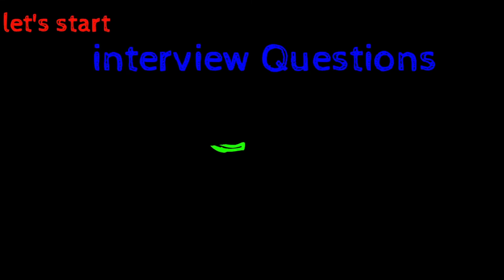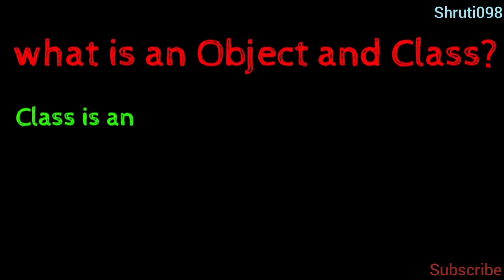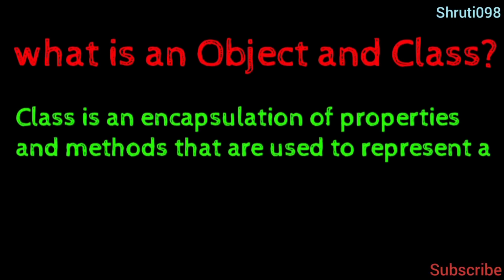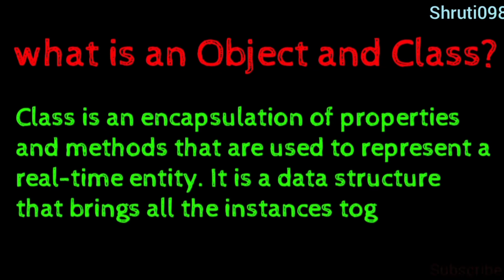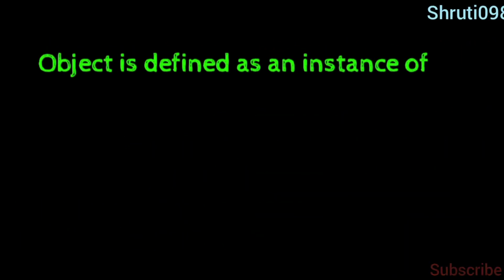Let's start today's interview questions on C# programming language. Question: what is an object and class? Answer: class is an encapsulation of properties and methods that are used to represent a real-time entity. It is a data structure that brings all the instances together in a single unit. Object is defined as an instance of a class.